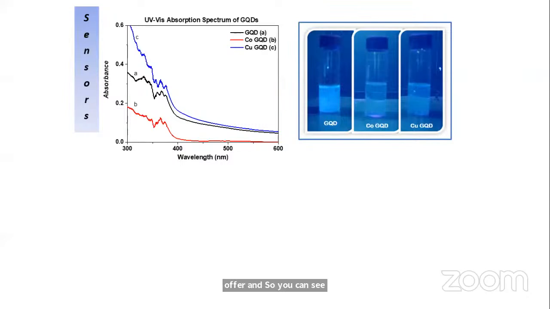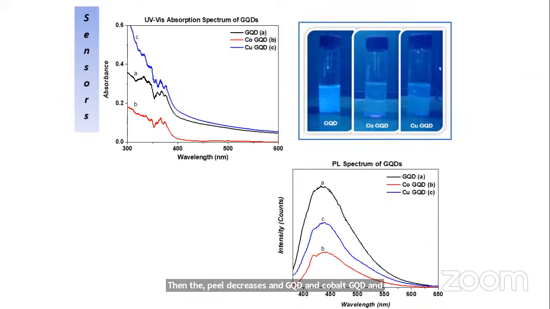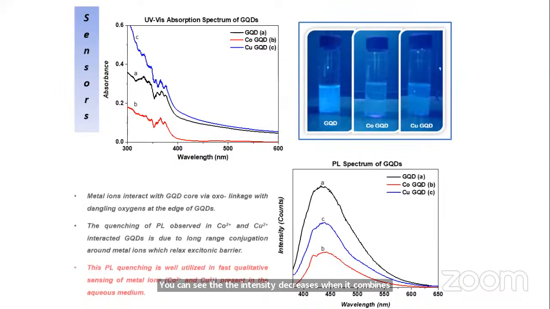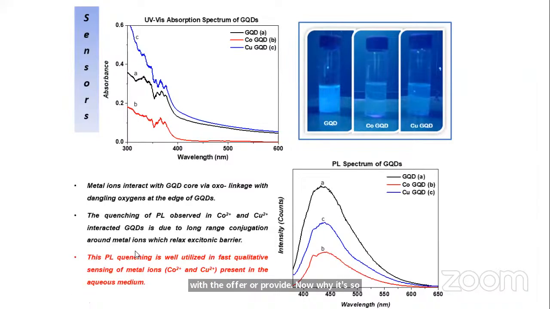So you can see the UV visible absorption spectra of copper and cobalt, where the PL decreases, for GQD, cobalt GQD and copper GQD. You can see the intensity decreases when it combines with the copper or cobalt. Now, why is it so? Here the PL quenching takes place, and PL quenching is well utilized in fast quantitative sensing of the metal ions present in aqueous media. The PL quenching observed in cobalt and copper interacted GQD is due to a long-range conjugation around the metal ion, which relaxes the exciton barrier.